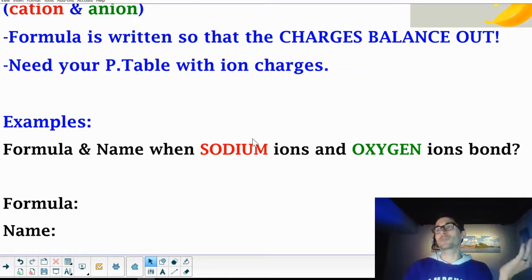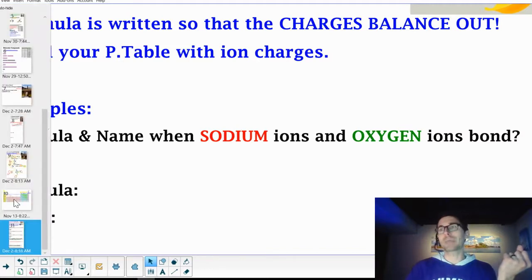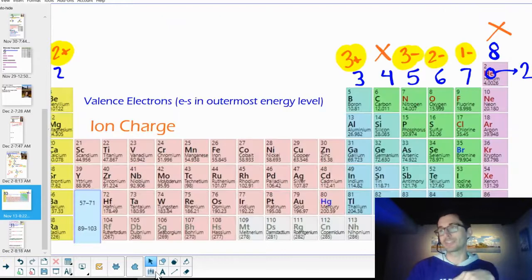So for the first one, we're combining sodium ions and oxygen ions. The question is, what's the formula and the name when sodium bonds with oxygen? We're not going to draw the arrows this time. We're just going to look at the charges of the two ions to see how it's going to work. So here's where we need your periodic table. Get that out, and we're going to look at the charges. Sodium and oxygen. Let's take a look.